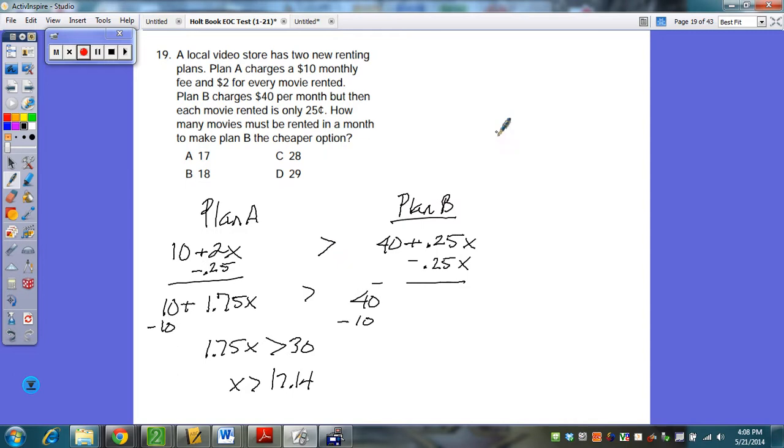Okay? So again, we're back at that question. When is it cheaper? All right? At 17 months? Well, not necessarily, because we're at 17.14 months. So really, at 18 months, it becomes cheaper.